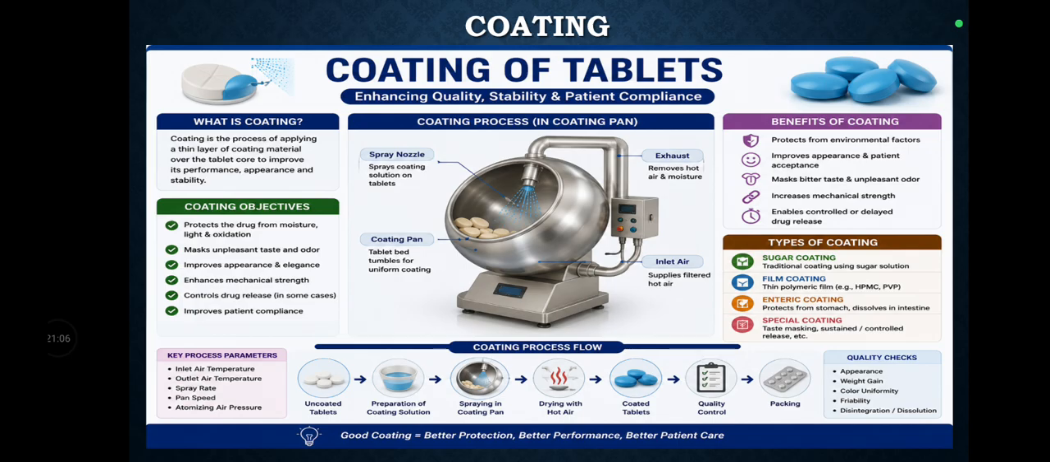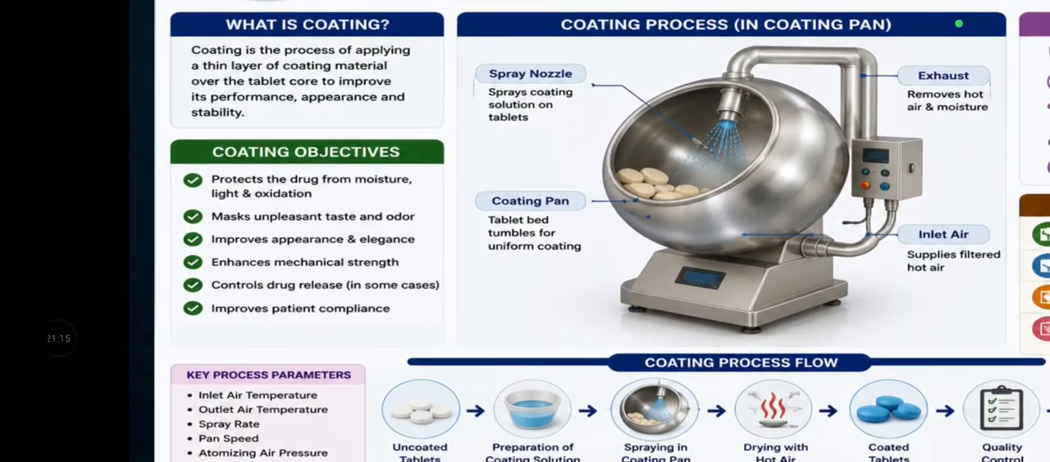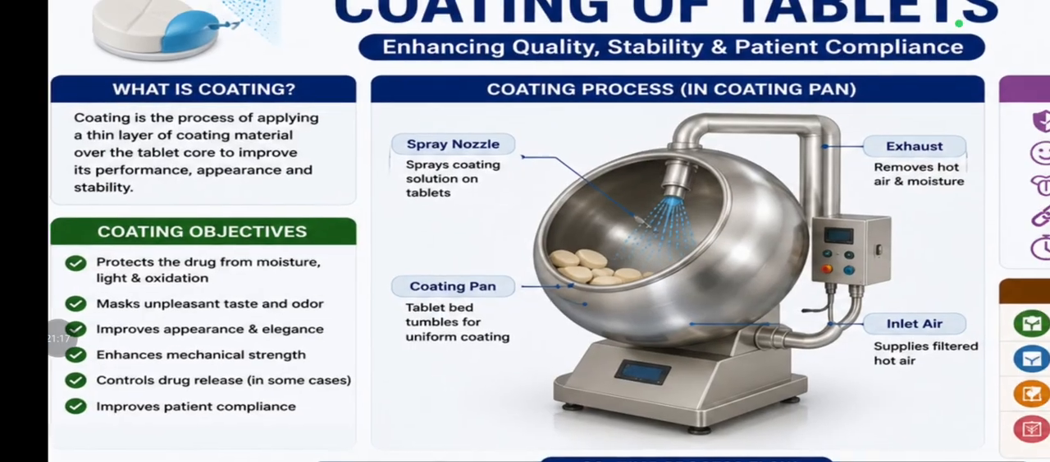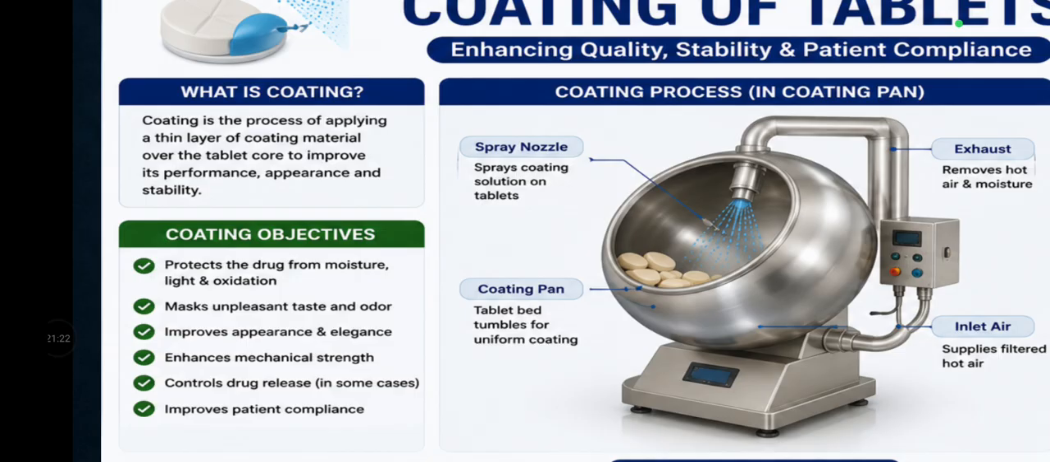Next is the coating. After completion of compression, it will go towards the coating. Coating of the tablet enhances the quality, stability and patient compliance. What is coating? First of all, you need to understand. It is nothing but the process of applying a thin layer of coating material over the tablet's core to improve its performance, appearance, taste and stability.